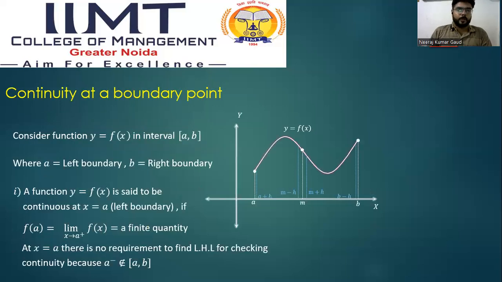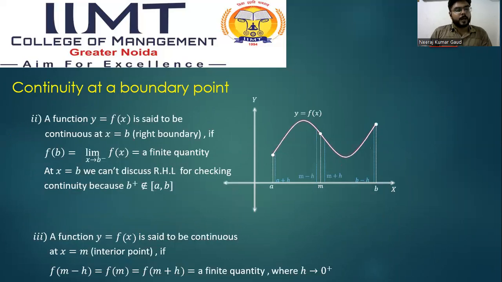Continuity at a boundary point. Consider a function y is equal to f(x) in a closed interval a, b, where a is the left boundary and b is the right boundary. A function y is equal to f(x) is said to be continuous at x equal to a, that is the left boundary, if f of a equal to limit x tends to a positive f(x) equal to a finite quantity. At x is equal to a, there is no requirement to find LHL for checking continuity because a minus doesn't belong to the closed interval a, b.